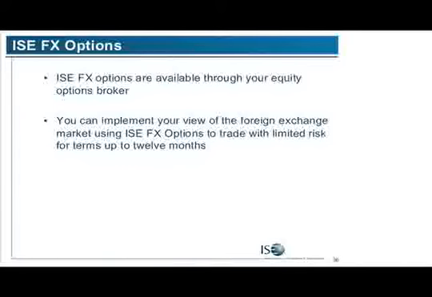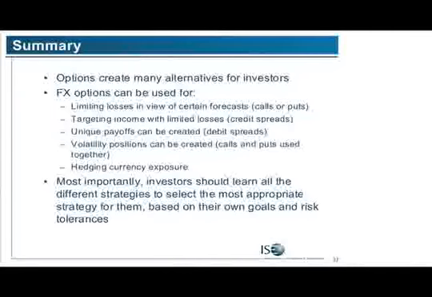Options give you options. That's essentially it. These options are available through your equity options broker. You can implement your view of the foreign exchange market, again, through using hedging. You can actually trade up to 12 months. There are what are called option cycles, so every 3 months we release a 12-month option. Otherwise, the 10-month options are available.